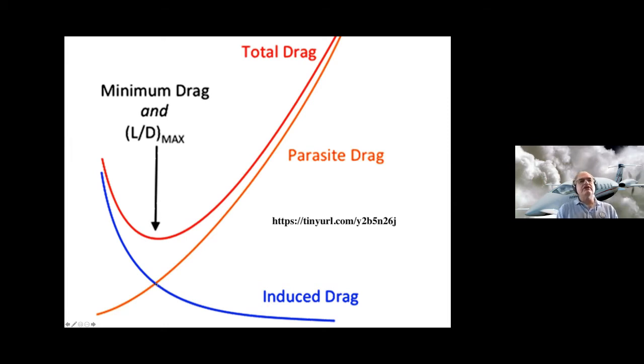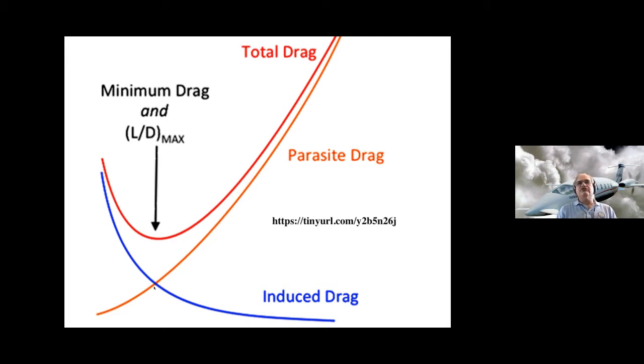Because lift equals weight, the L over D, which is the lift to drag ratio, is best because the lift doesn't change. It equals weight, more or less. So when the drag is least, the lift over drag is most. This point where these two drags cross over is where we have the most lift to the least drag. That corresponds to a number of important airspeeds for a pilot, not least of which is the best gliding speed, because the glide ratio of your airplane is numerically equal to the lift to drag ratio.